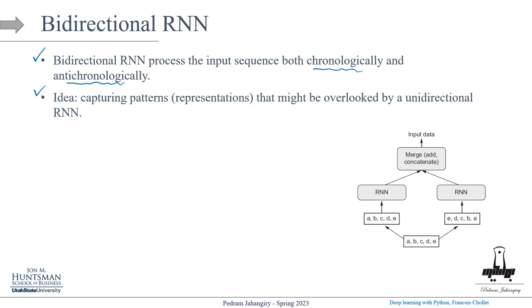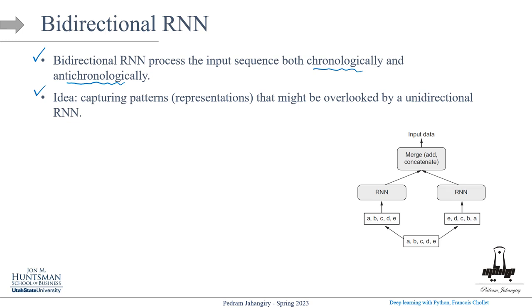So of course, this idea of chronological processing is important for a structured time series, right? For structured time series like stock price, temperature, demand, or electricity consumption, we cannot think of processing anti-chronologically. It doesn't make any sense. However, for some text, the bidirectional RNN can be a great fit, because let me actually show you how it's done.